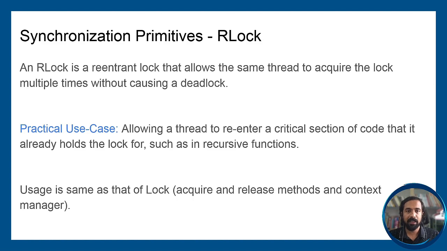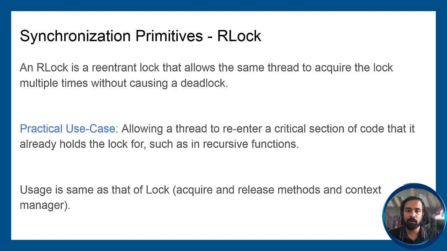Now we have our next synchronization primitive, which is RLock. The lock object we have seen previously is called a naive lock, because once a thread acquires a lock, even if the same thread holding the lock retries to acquire the same lock object, the execution gets stopped and it causes a deadlock. But in case of RLock, it's a re-entrant lock. So it allows the same thread to acquire the same lock multiple times without causing a deadlock.